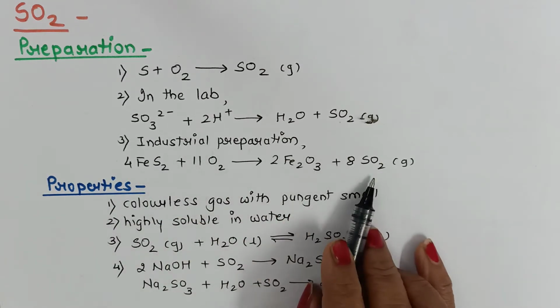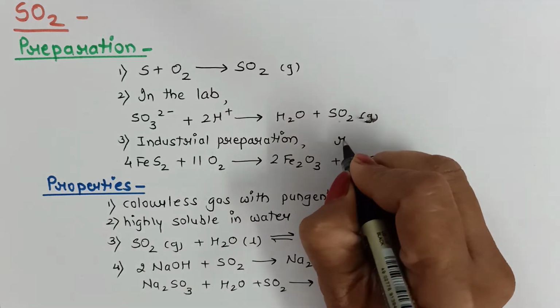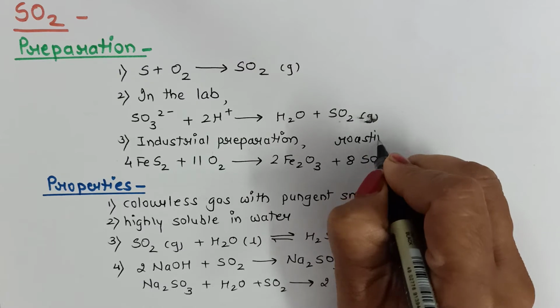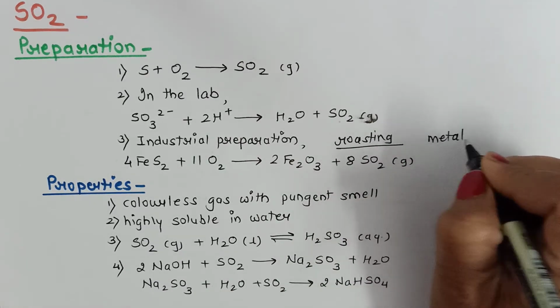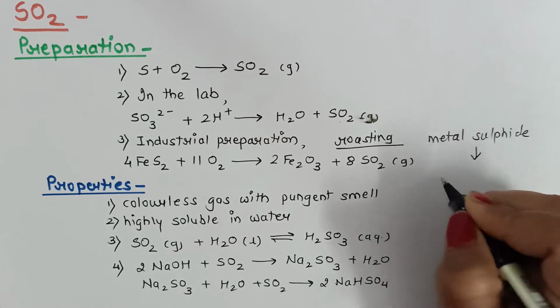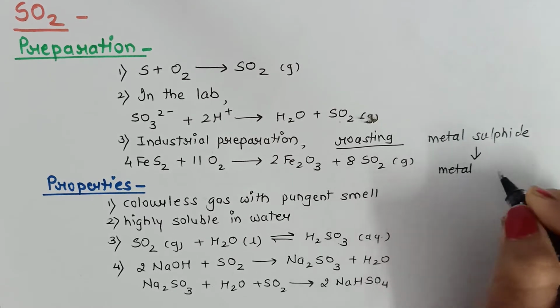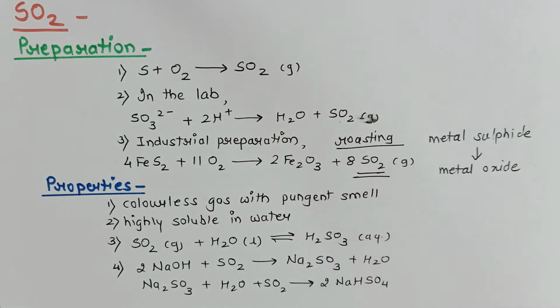Industrially, it is prepared as a byproduct by roasting of sulfide ore. This process is called the roasting process, where the metal sulfides are converted to metal oxides and SO2 is obtained as a byproduct.